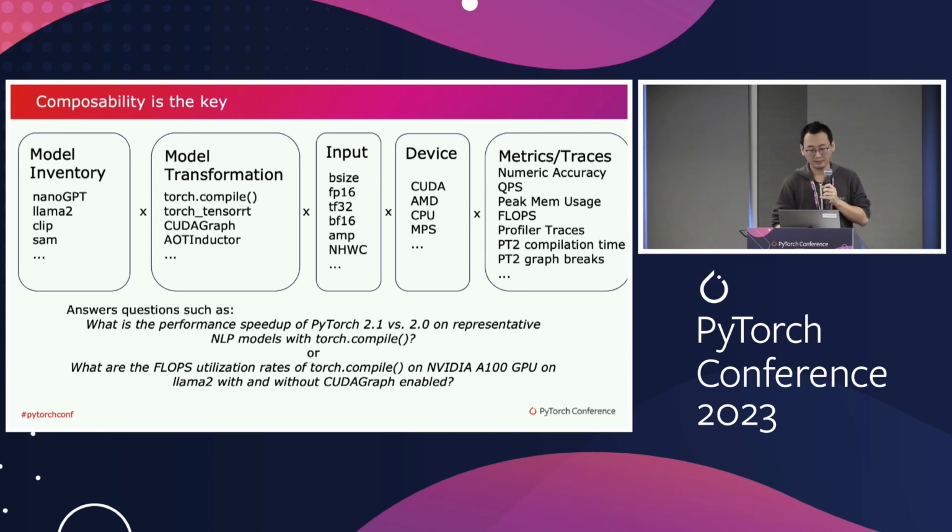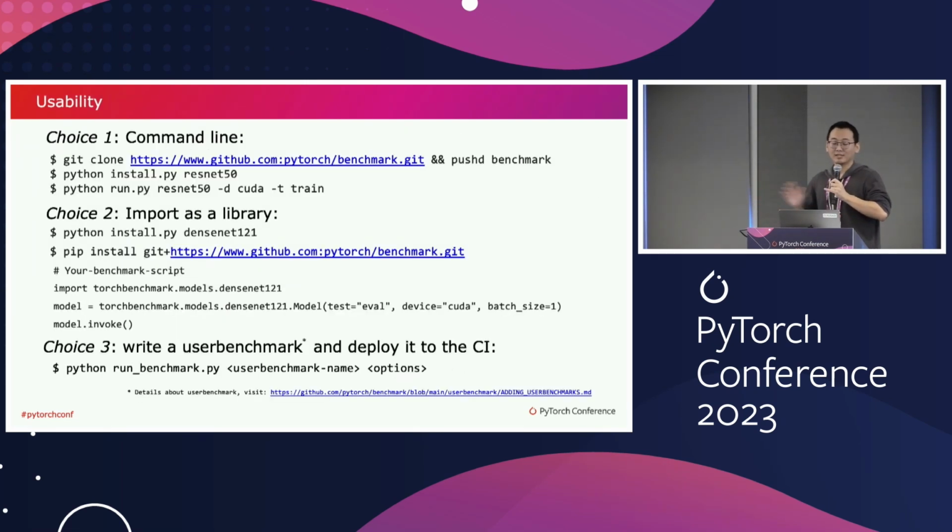Yeah. And because all the tests are very fast, they can finish in maybe less than 3 minutes, right? We make sure that it's very easy to use. So the first choice is you can just clone it from GitHub and install a model, and then use this run.py driver to run just a single model on a CUDA train test. Or the second choice is you can pip install it as a library, and then you can import it in your own benchmarking script. Yeah, it will get the same result as run.py.